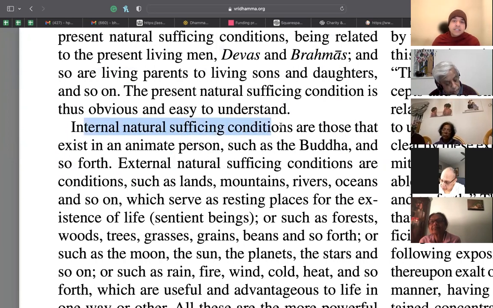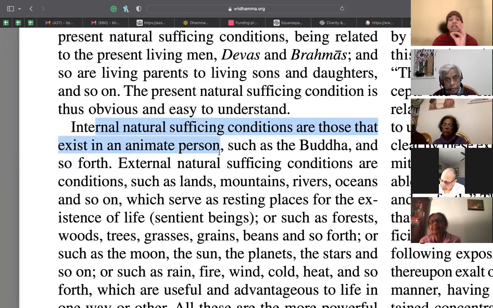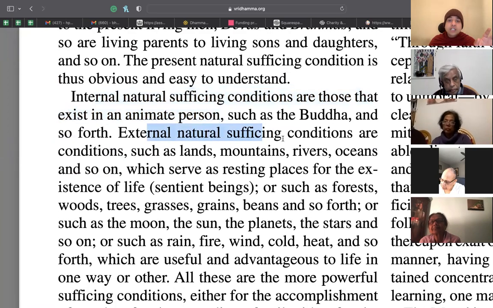Internal natural sufficing conditions are those that exist in an animate person, such as Buddha and so forth. External natural sufficing conditions are conditions such as lands, mountains, rivers, oceans, and so on, which serve as resting places for existence of life, sentient beings, us.